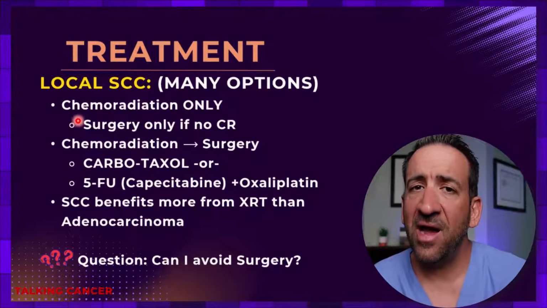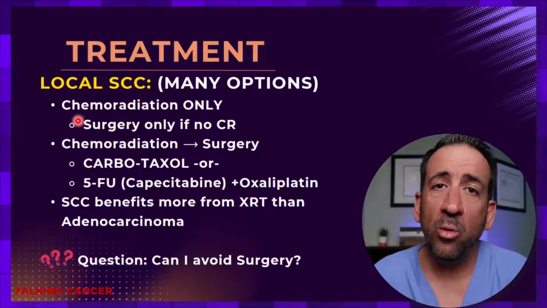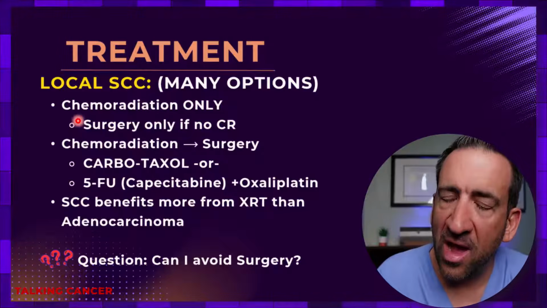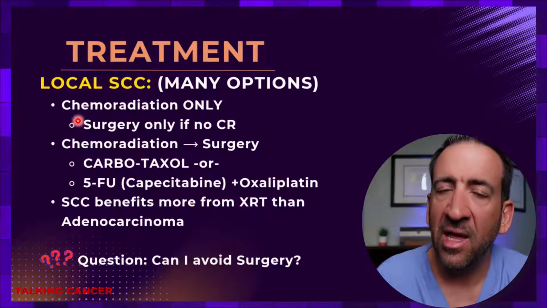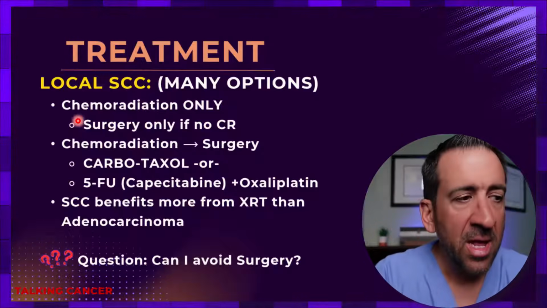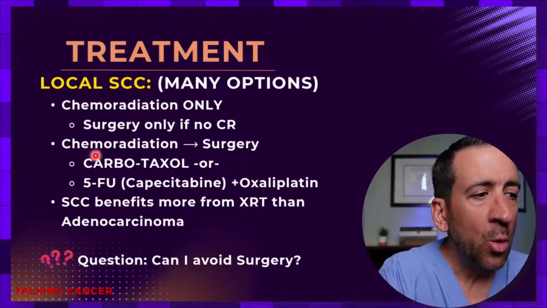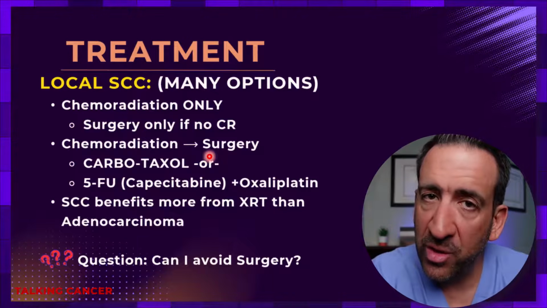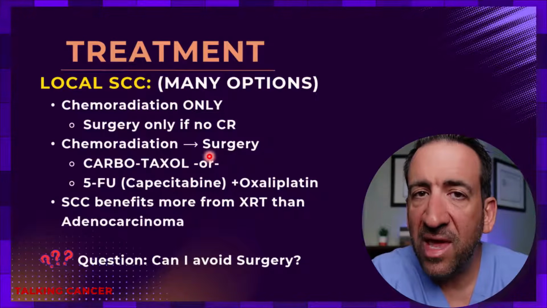And if we cannot find cancer cells, then maybe we will simply observe you from this point. Whereas if you do have remaining cancer cells left behind, then we will send you to surgery. That's one option. Now, another treatment option would be chemo and radiation followed by surgery. It really depends. Every case is different.